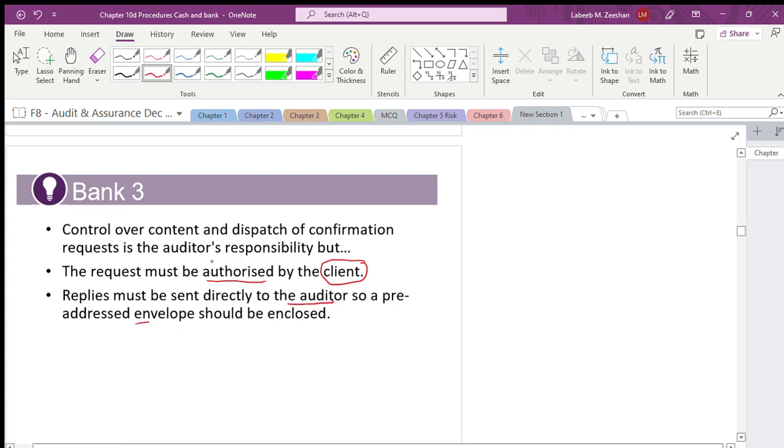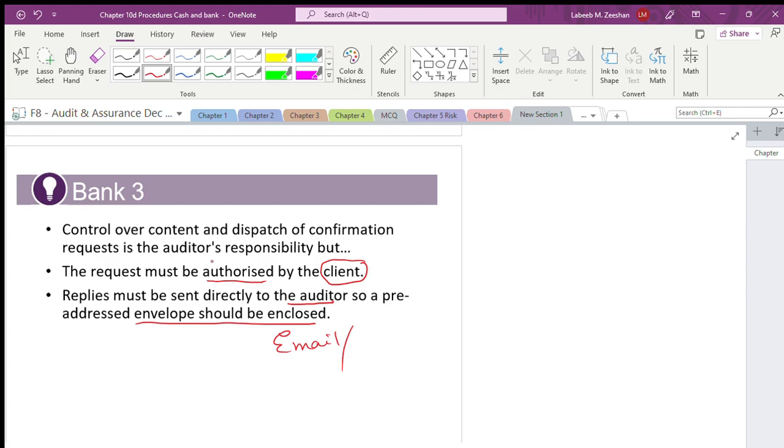A pre-addressed envelope should be enclosed. The auditor has to type the envelope. Of course, nowadays it's more or less an email. But we are not talking about email with the current situations. Still, in most of the countries this process is in existence, so they are not talking about anything specific.